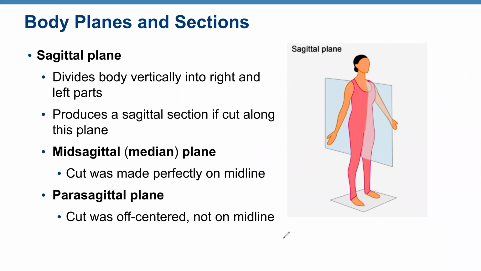Sagittal plane. Planes are imaginary and they divide your body into different sections. Sagittal divides the body vertically into right and left parts. So that's our sagittal. It produces a sagittal section if cut along this plane. We have two types of sagittal plane. Mid-sagittal or median: the cut was made perfectly on the midline, like shown in the picture over here. Parasagittal plane: the cut was off-center, not on the midline.